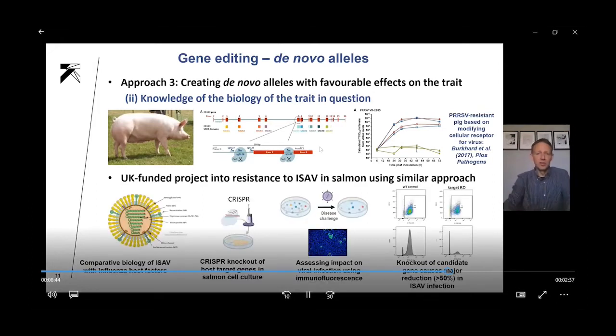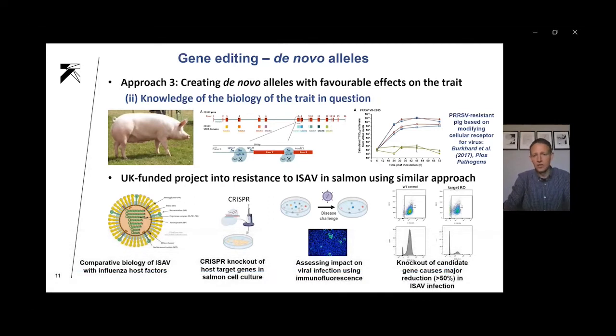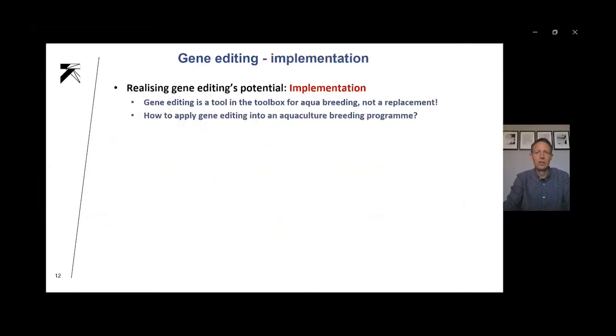There's a UK-funded project at the moment looking at resistance to ISAV using a similar approach, which we're involved in, and that's based in part on comparative biology of infectious salmon anemia virus compared to influenza, looking to identify genes that are tested in cell culture using a disease challenge followed by immunofluorescence, and there's been at least one interesting candidate that results in a reduction in ISAV infection.